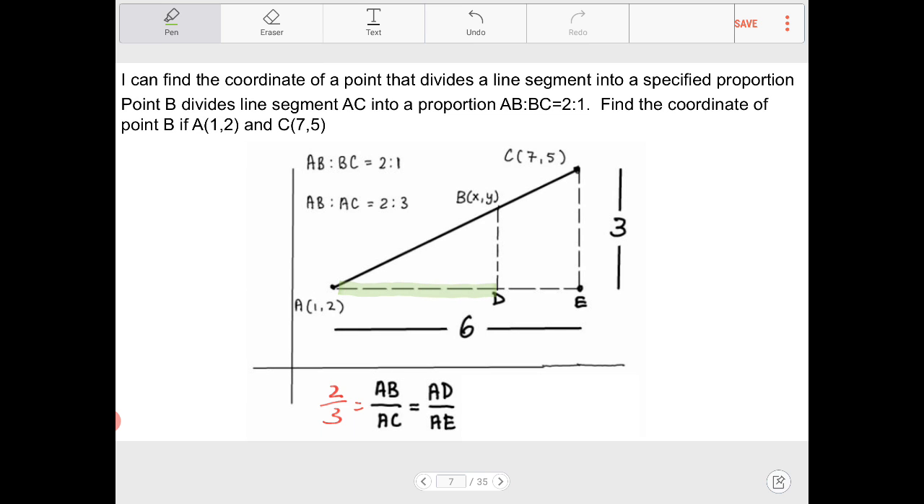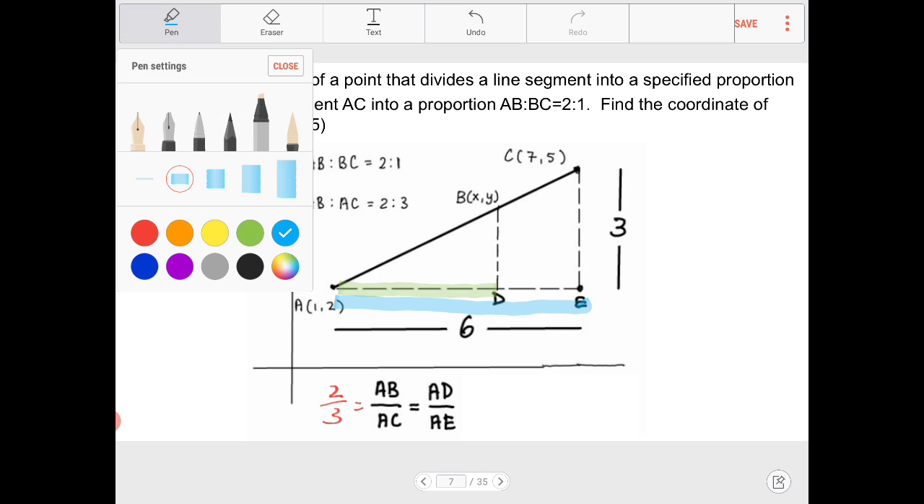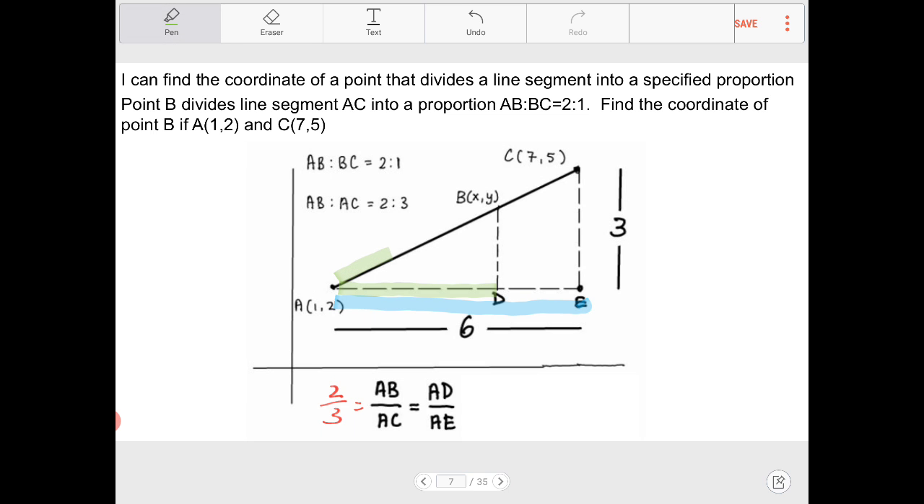This shorter, smaller leg is going to be 2/3 that of the longer leg, right? Just like the hypotenuse, AB is going to be 2/3 of the longer hypotenuse. Similarly, BD to CE will also share the same proportion.